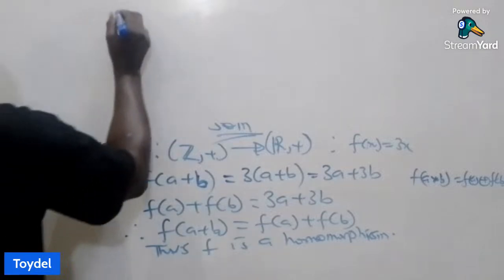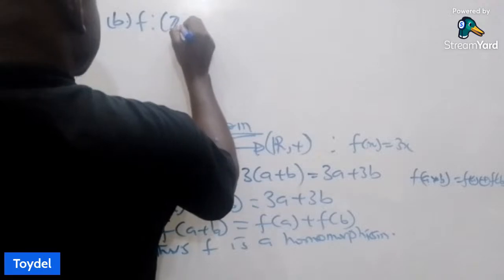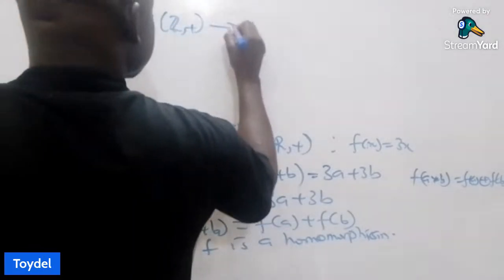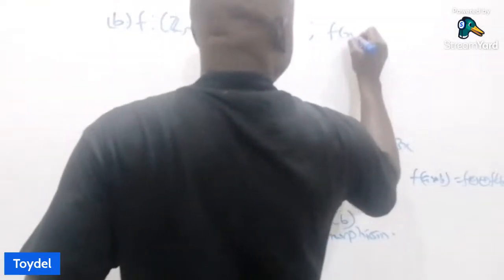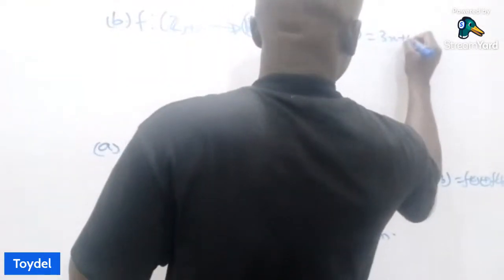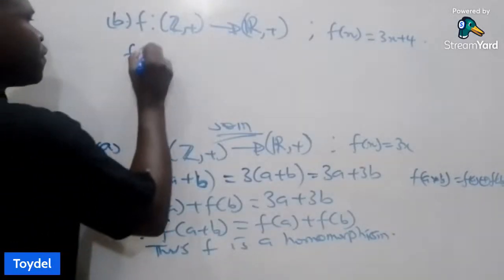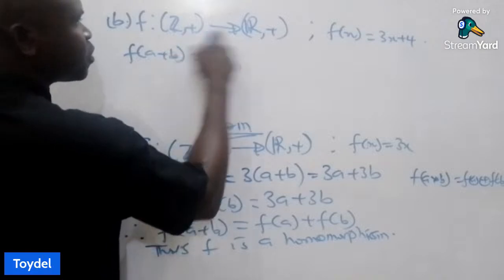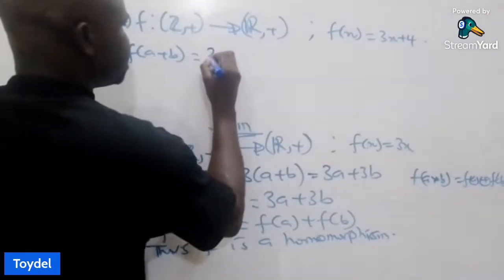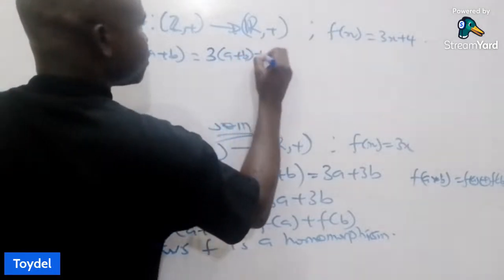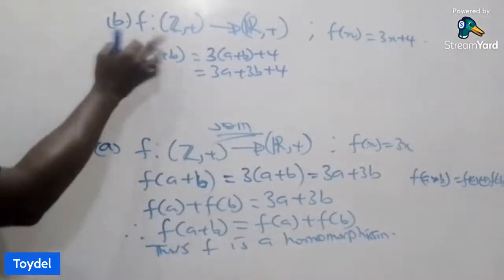The second example is where we have f from Z plus to R plus. Then in this case, we have f of x equal to 3x plus 4. That's what we have. So we are going to show for f of a plus b, because this is plus for plus. Where we have x here, just change it to a plus b. We are going to have 3 into bracket a plus b plus 4. Then here we have 3a plus 3b plus 4. That's what we have at the left hand side.